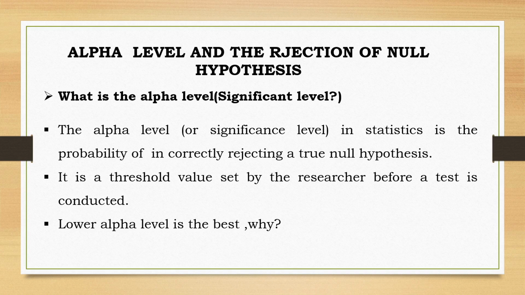true null hypothesis. And the smaller the value, the better, because if it's 1%, it means that there's only one chance in a hundred that the researcher will incorrectly reject a true null hypothesis. So 1% is better than 5%. But the question is, is a lower alpha level the best? We have just explained it. The lower alpha level is the best because it reduces the probability of type 1 error.